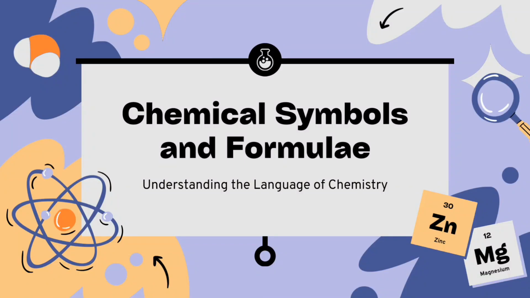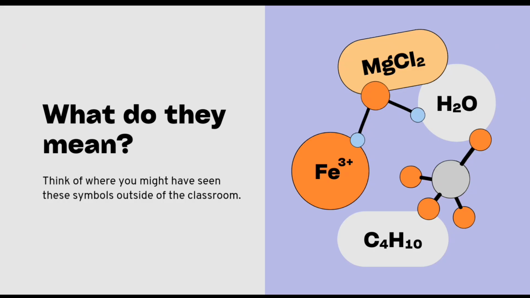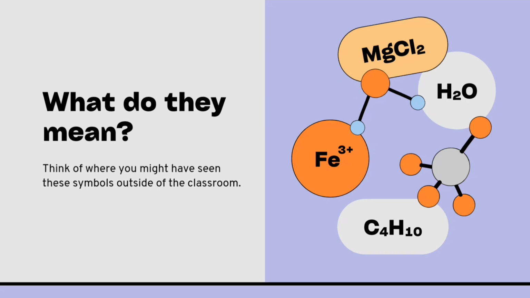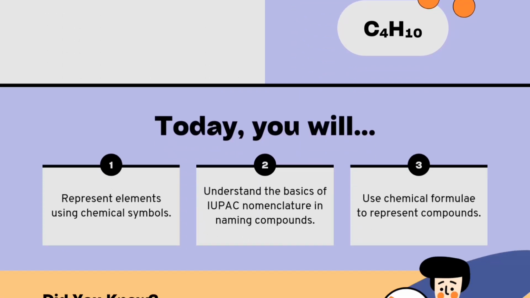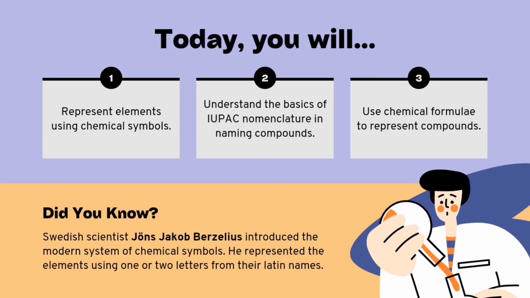Hello guys, in this video we are going to learn about chemical symbols and formula. But what do they actually mean? In this chapter we will learn how to represent elements using chemical symbols, understand the basics of IUPAC nomenclature and naming compounds, and use chemical formula to represent compounds.